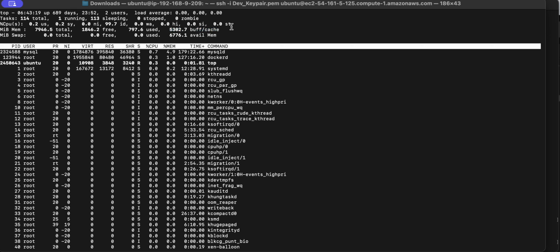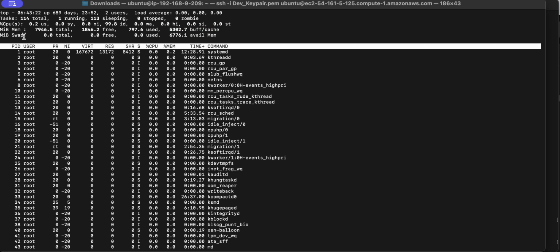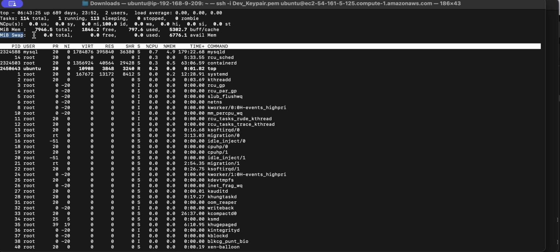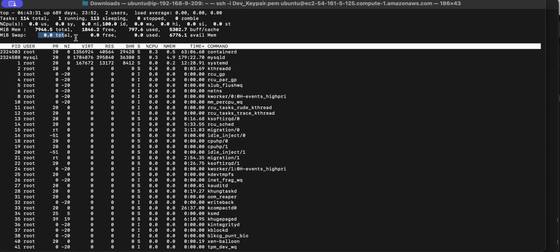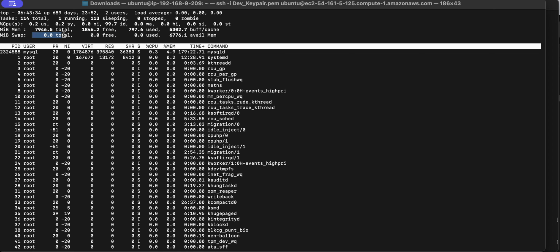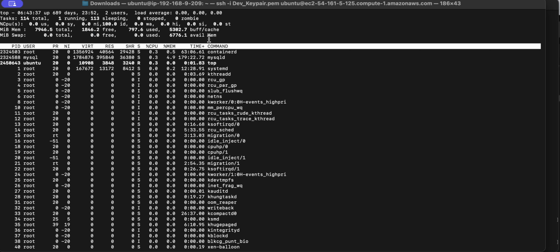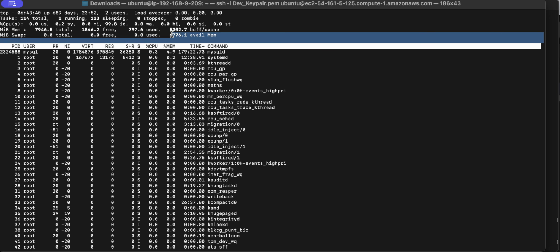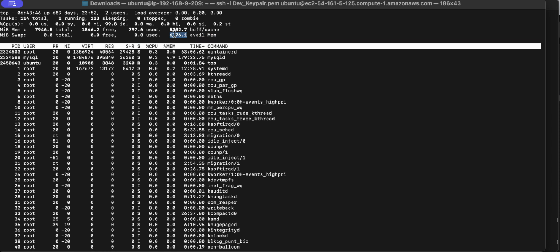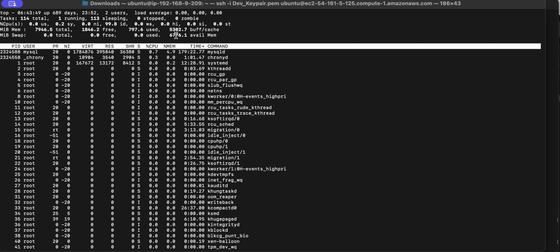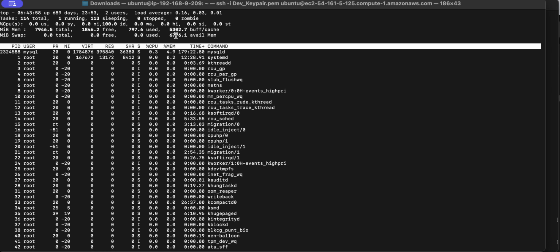Here MiB Swap total is 0.0. We don't have any, nothing there, no free and no used. But here, if you see, it is available. How come, because we don't have any swap memory? Then how can we see about 6 MB here? This is something which is just estimated. The system will estimate the free MB in the swap.